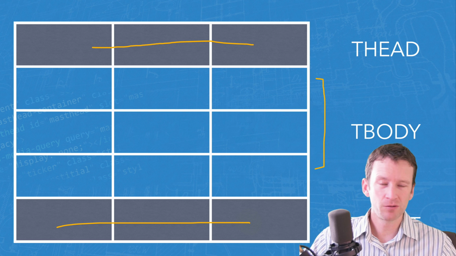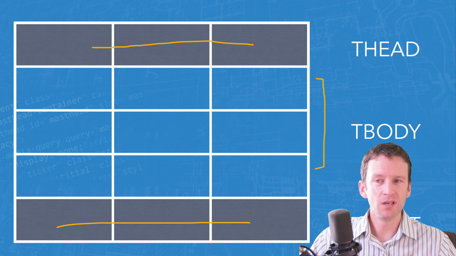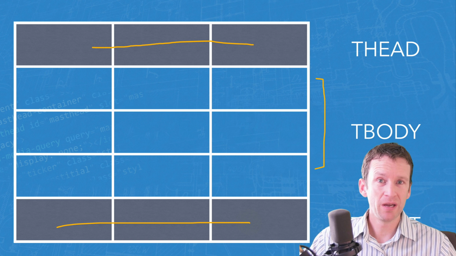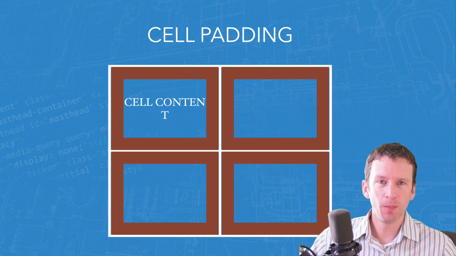Now these 3 tags are actually optional. You technically don't need them to create a table, but if you want to do advanced things where you have header and footer rows that are separate from the body, it's recommended that you add these rows for more semantic code. Next, we're going to cover cell padding.